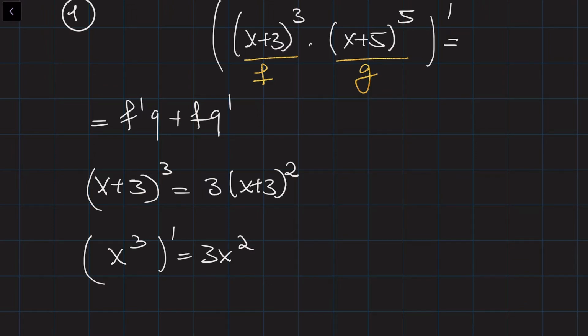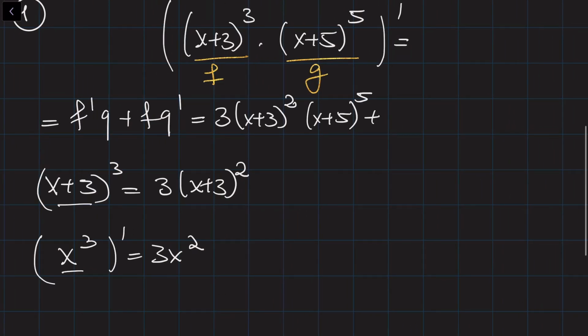For now, you just need to know that the derivative of (x plus 3) cubed is taken in a very similar way as the derivative of x cubed. So it's going to be 3 times (x plus 3) squared times (x plus 5) to the power of 5, plus the first function, (x plus 3) cubed, times the derivative of the second one, which is 5 times (x plus 5) to the power of 4. That's the derivative of this product.